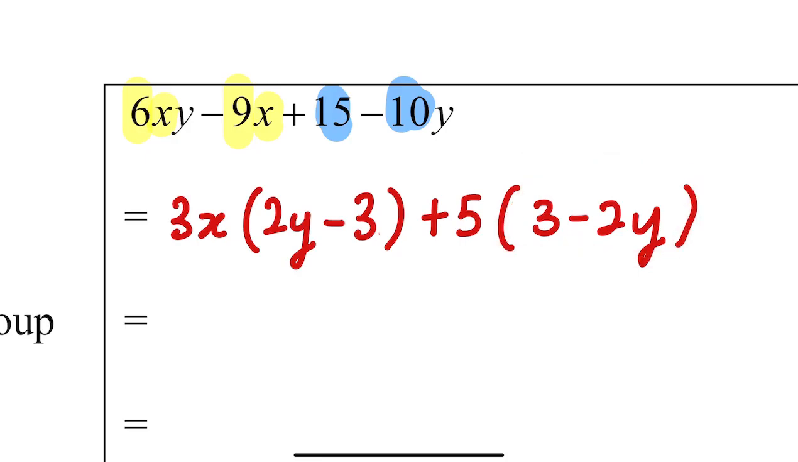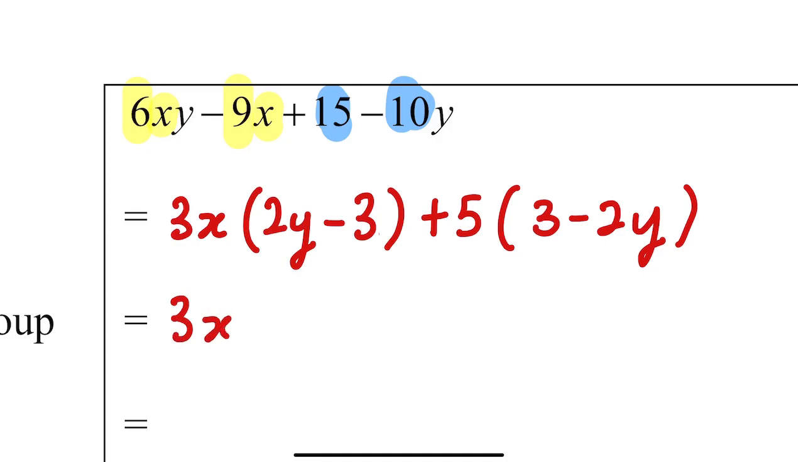Okay, I hope that you can see that they are not the same, because this is a negative 3 over here and positive 2y, whereas here is a positive 3 and negative 2y. So now you need to think, what can I do to make these two brackets the same? So actually a trick is that I want to turn this negative 2y to a positive, whereas I want to turn this positive 3 into a negative.